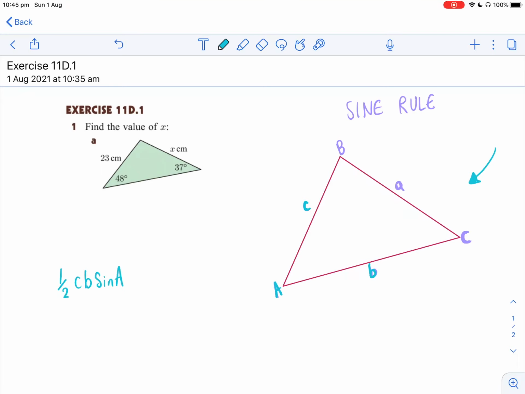So if I knew side length C and A and angle B, then I could have half AC sine B. That would also help me to find the area of the triangle. So both of these formulas would give me the same answer.